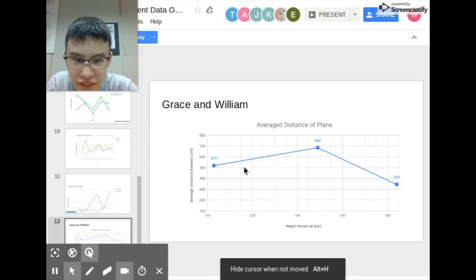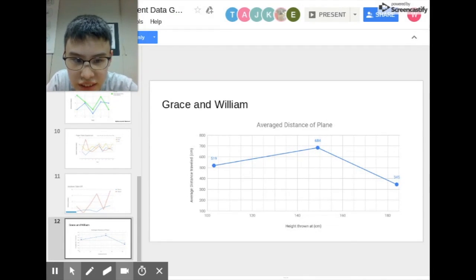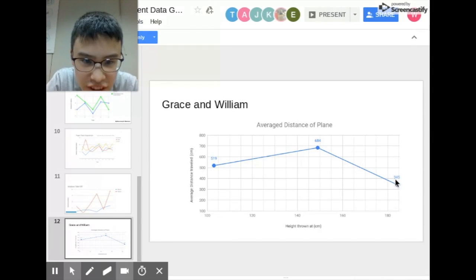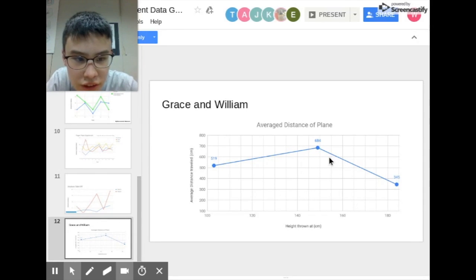At 103 centimeters, our test average was 519 centimeters. At 149 centimeters, it was 684. And at 184 centimeters, it was 345. Looking at the results, 149 centimeters traveled the furthest, then 103 centimeters, then 184 traveled the least. This was because the plane would hit the ceiling.